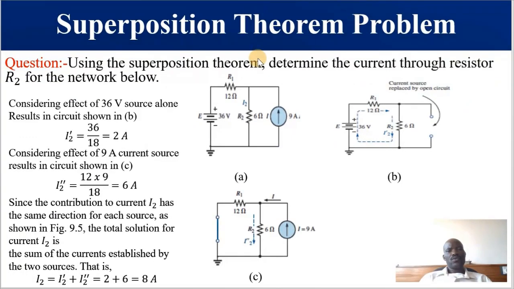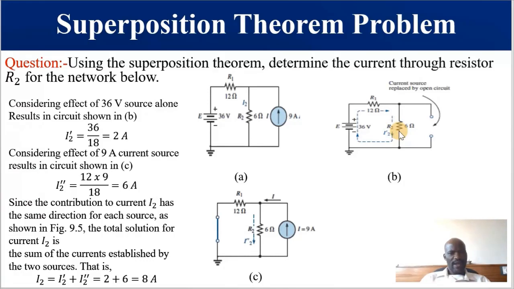We are now going to analyze some circuits using the superposition theorem. This is our circuit diagram in figure A, and we've got two sources, a 36-volt source and a 9-amp source, and we are going to analyze each source independently. We'll start with the voltage source, and we are going to replace the 9-amp current source with an open circuit. So it means that no current is going to go via this open circuit. So R1 and R2 are two resistors connected in series.